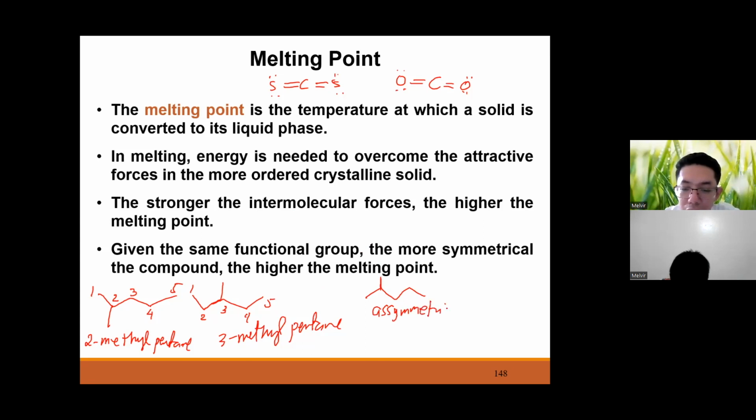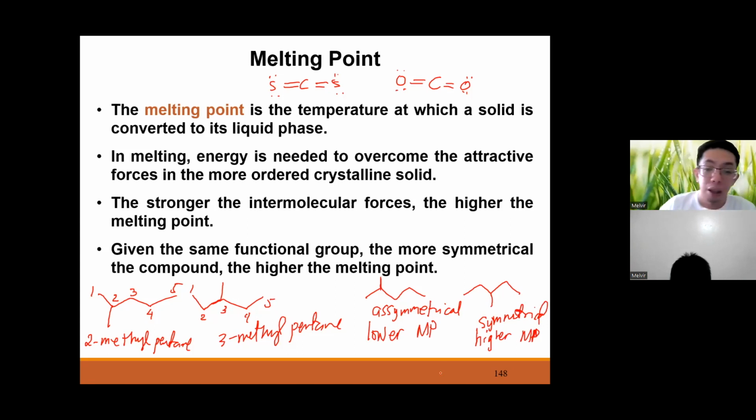Even if the change is that small. Say, heptane, 3 and 7. This one is symmetrical. So this is highly symmetrical and this is asymmetrical. So this one has the lower melting point; we expect that the 3-methylpentane will have the higher melting point because you can easily form a crystal structure for a symmetrical compound. That's the rule.